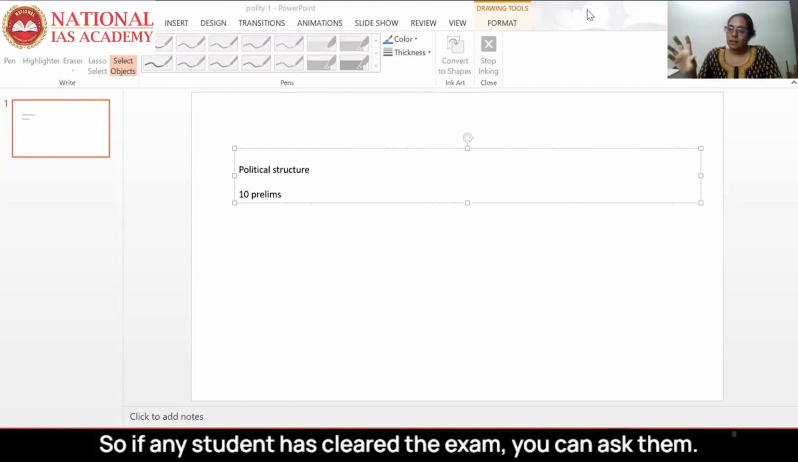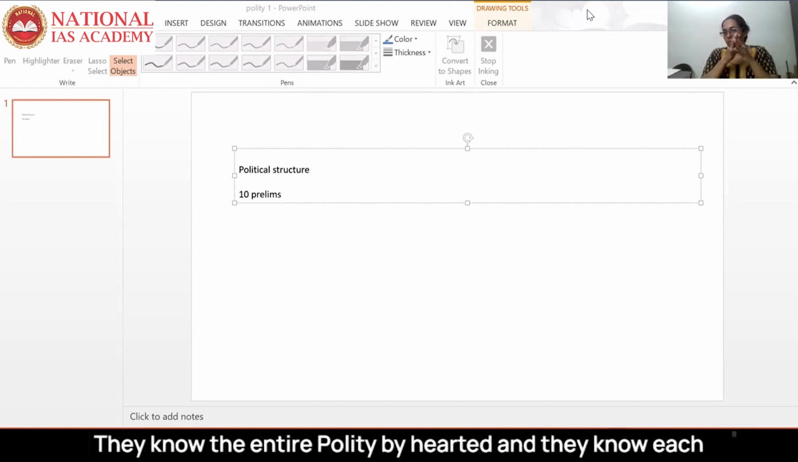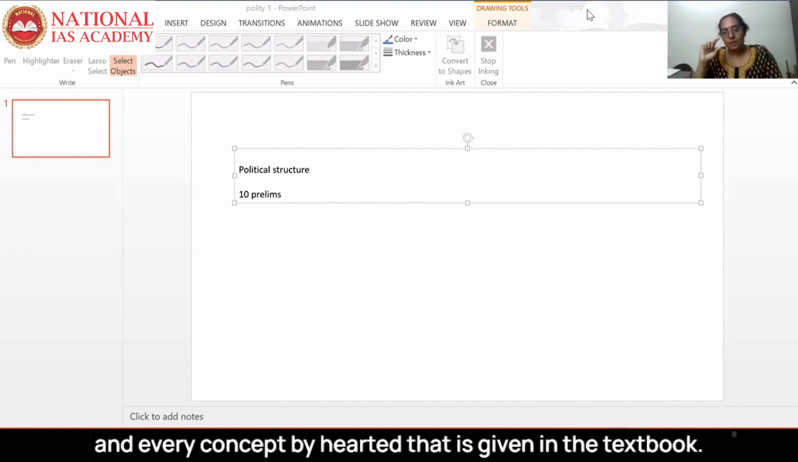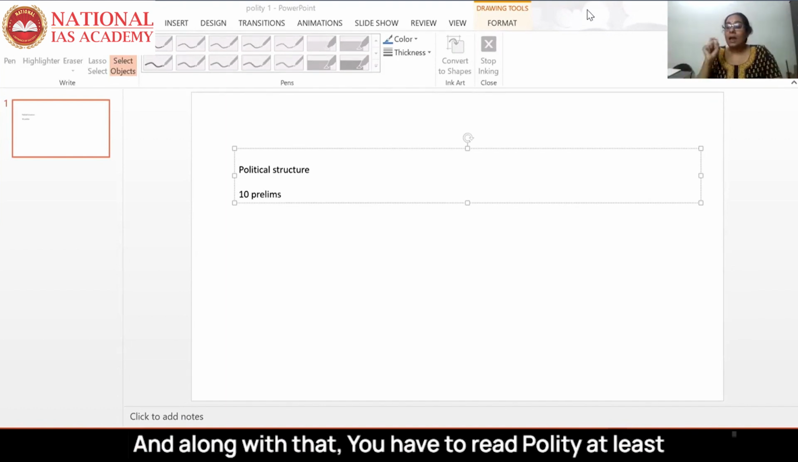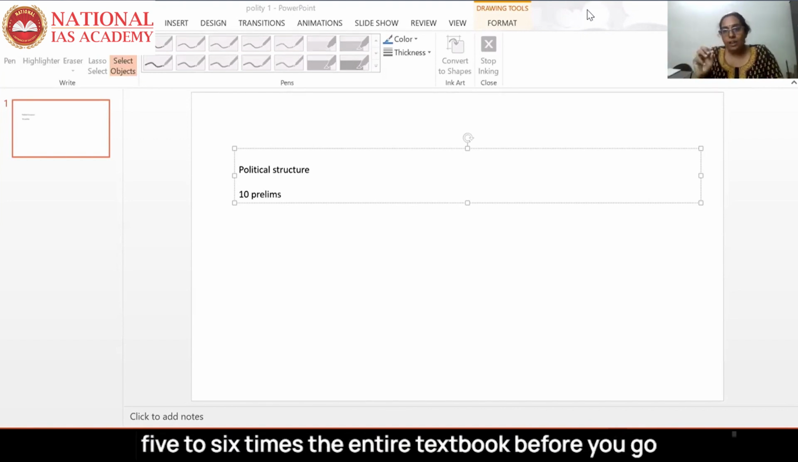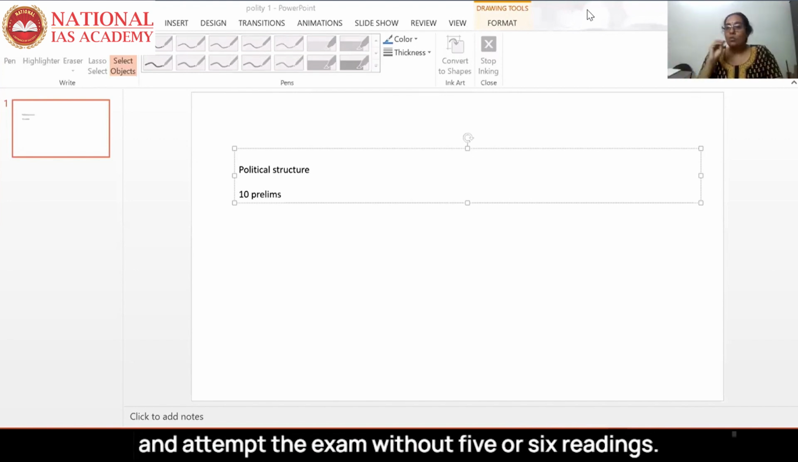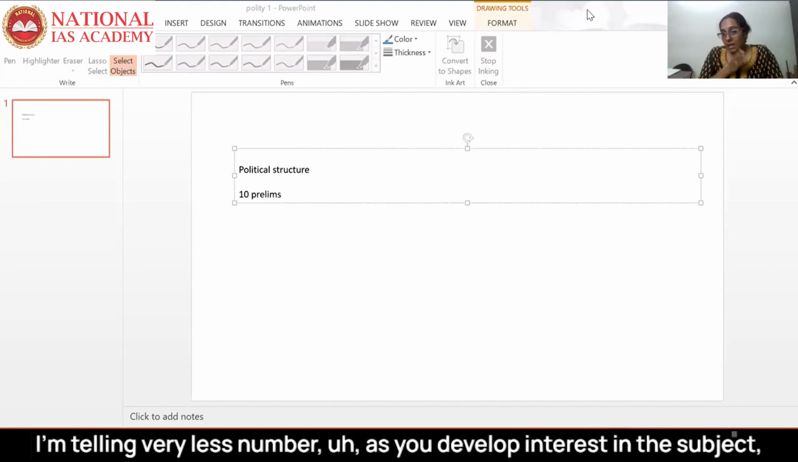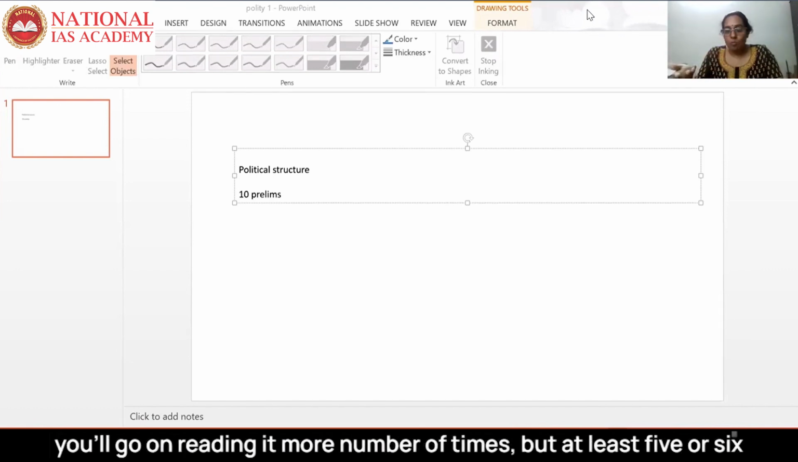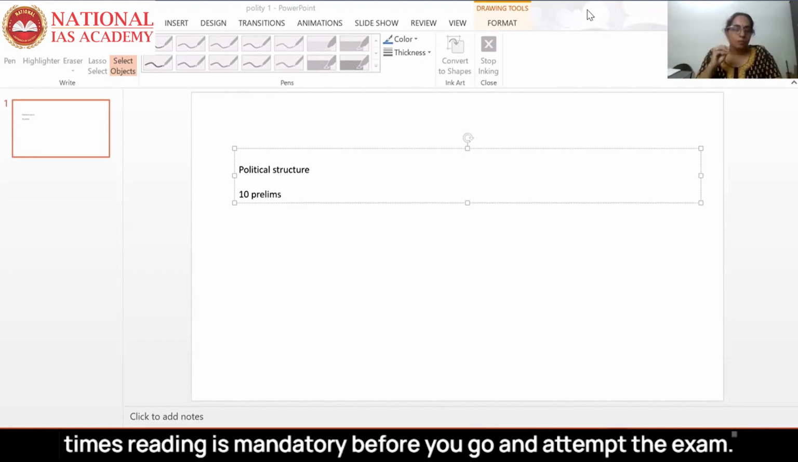So if any student has cleared the exam, you can ask them. They know the entire polity by heart, and they know each and every concept given in the textbook by heart. And along with that, you have to read polity at least 5 to 6 times, the entire textbook, before you go and attempt the exam. Without 5 or 6 readings, I'm telling you, that is a very small number. As you develop interest in the subject, you'll go on reading it more times. But at least 5 or 6 times reading is mandatory before you go and attempt the exam. Okay.